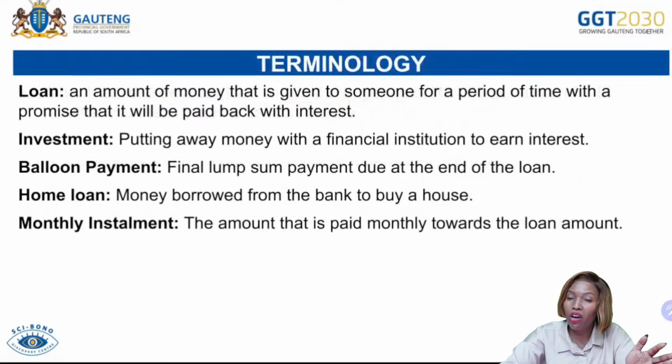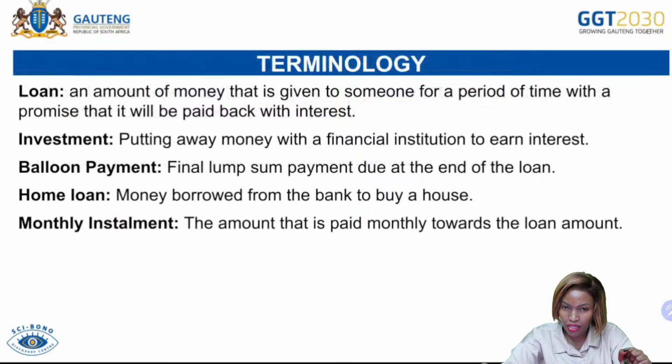Now let's go into our terminologies. We've been talking about balloon payment, investments. Let's break it down. What exactly do those words mean? When you talk about a loan, that is the amount of money that is given to someone for a period of time with a promise that it will be paid back with interest.